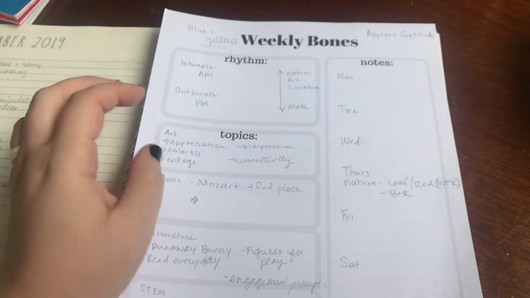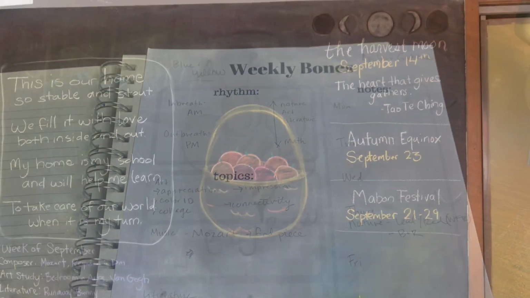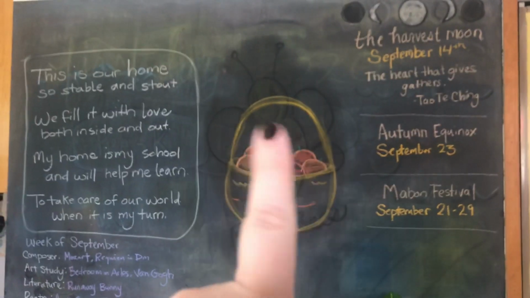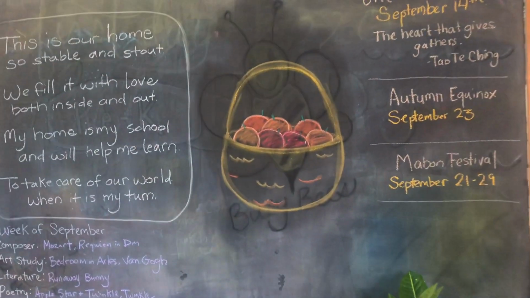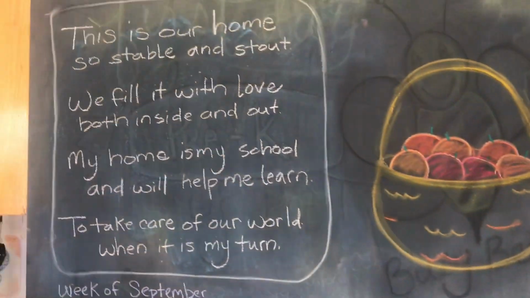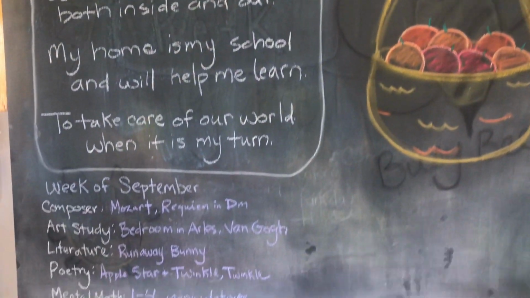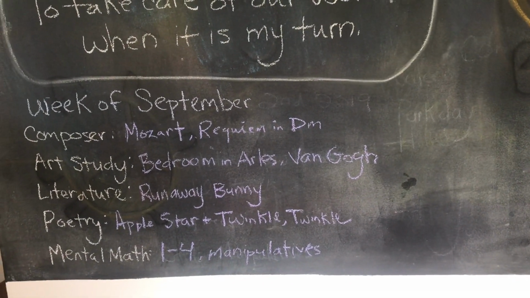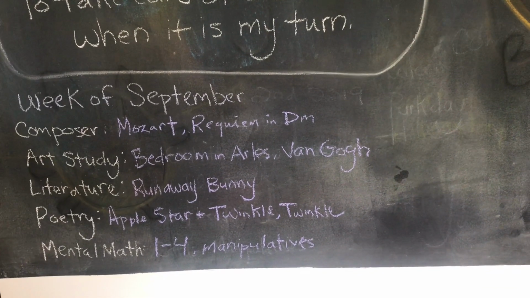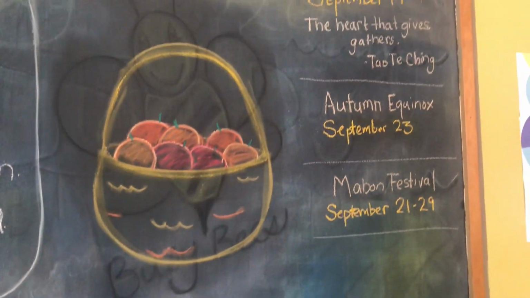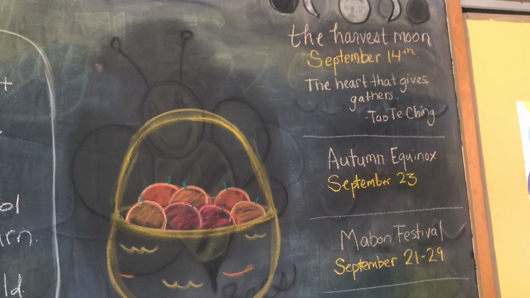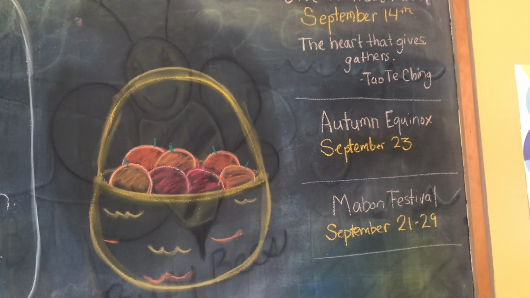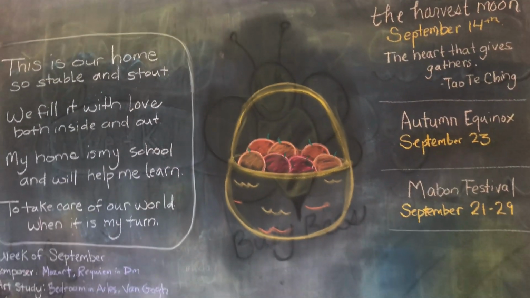And so now that I've finished all of this up, I'm going to go ahead and update my blackboard. Okay, so this is how my blackboard is looking this week. My black chalk hasn't been erasing very well. So I have our apple picture in the middle. This is our school day blessing. And then down here, I forgot to put the week, the day and the year. But I have our composer, art study, literature, poetry, mental math all listed. And then over here, I have everything that's going on this month. I have the harvest moon, when the full moon is, and then also when the autumn equinox and the Mabon festival are. That's how our week is looking.